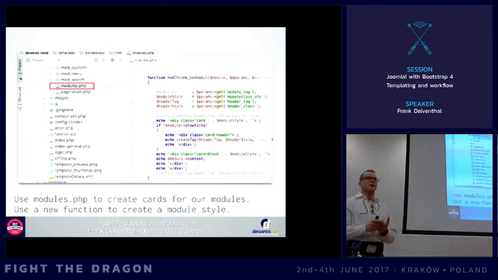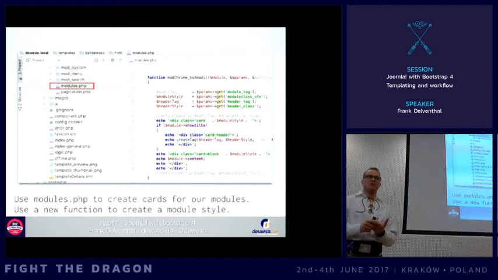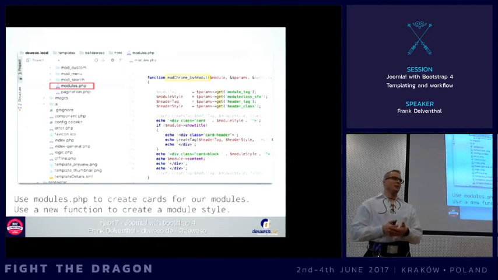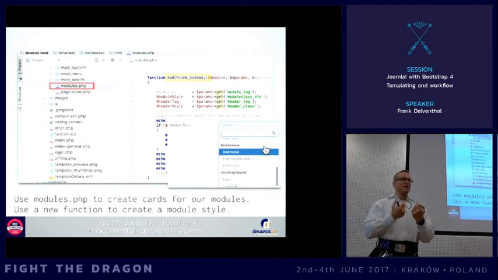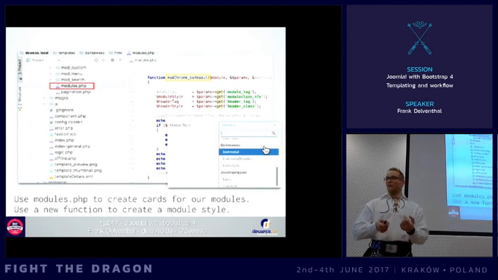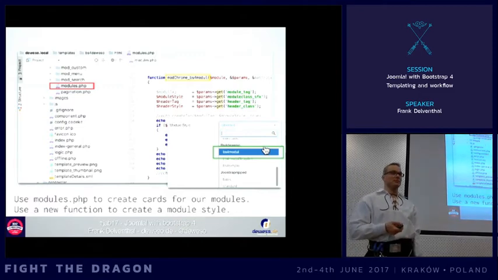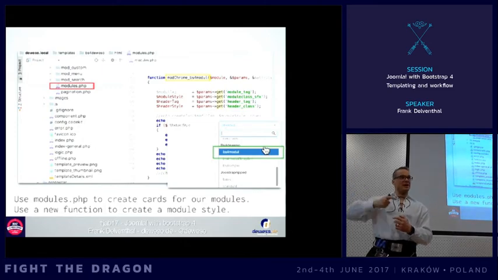I would advise you to write your own style for the modules. Yeah, so you got the modules PHP, and then I would write your own functions for creating modules. And what I did here is I created one which says a BS4 module. The reason is when I am in the template, in the module itself, I can select here, please use BS4 modules to apply the style. Because now I applied something like a card for a module, but maybe I do not want to use it everywhere, just in some areas. So this is how I can select things.